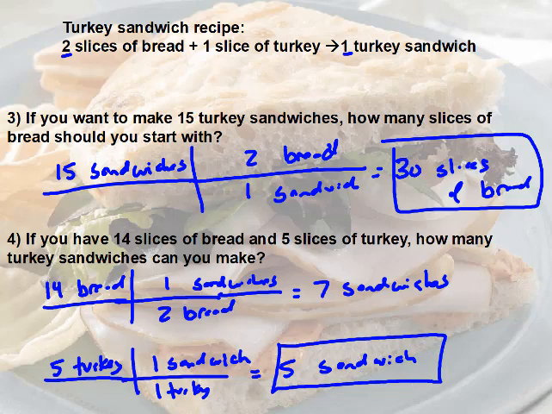So some vocab that you should have on your paper as well is turkey is my, again, limiting reactant. The turkey is limiting how many sandwiches I can make. Bread is excess. I have extra bread. When I'm done making my 5 sandwiches, I'll have leftover bread.